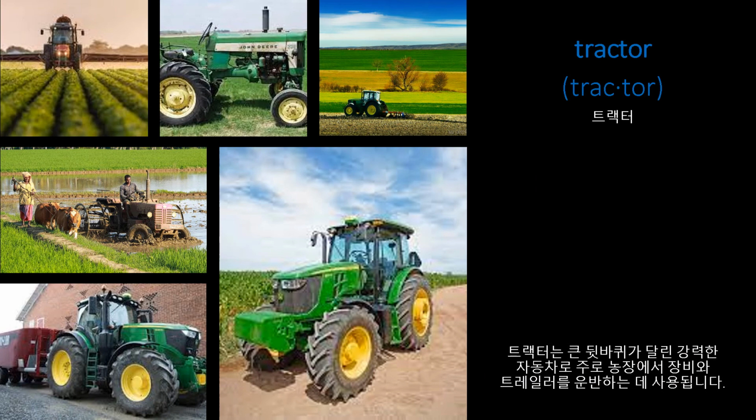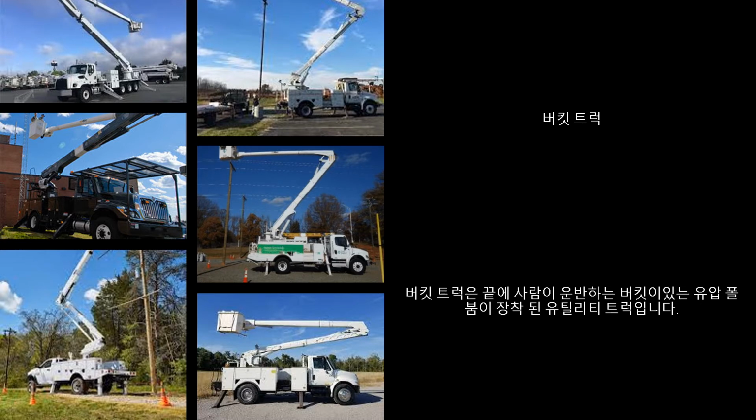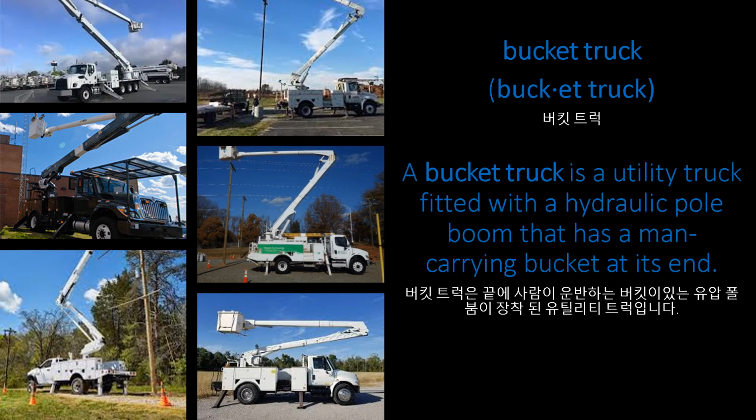Tractor. A tractor is a powerful motor vehicle with large rear wheels used chiefly on farms for hauling equipment and trailers. Bucket truck. A bucket truck is a utility truck fitted with a hydraulic pole boom that has a man-carrying bucket at its end.